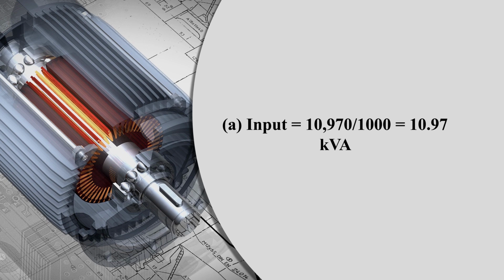So input kVA can be written as, because the value is given in VI, you have to calculate it in kVA. So you just divide this VI by 1000. So this input can be written as 10970 divided by 1000. So it comes to 10.97 kVA. So this is how you have calculated the kVA input.